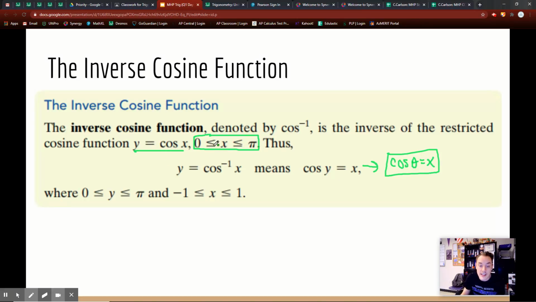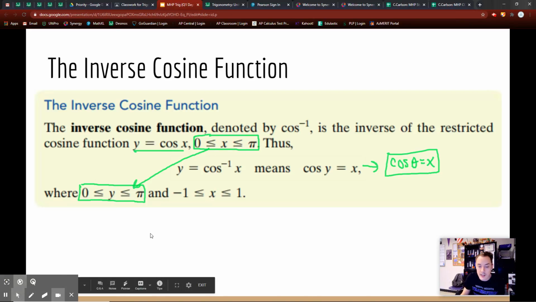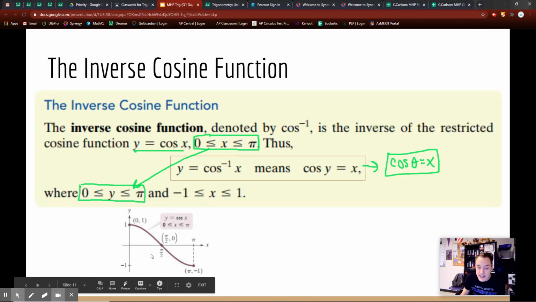And then, of course, these get flipped. So this right here gets flipped. Notice that. So now my angle measures, instead of attached to my domain, my x's, my angle measures attached to my y's, my range. Okay? Just like I explained with sine. Right? And the same thing here.